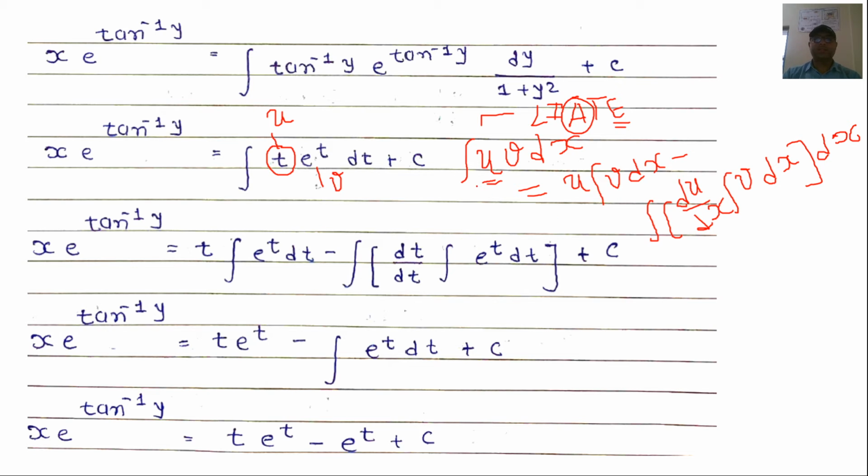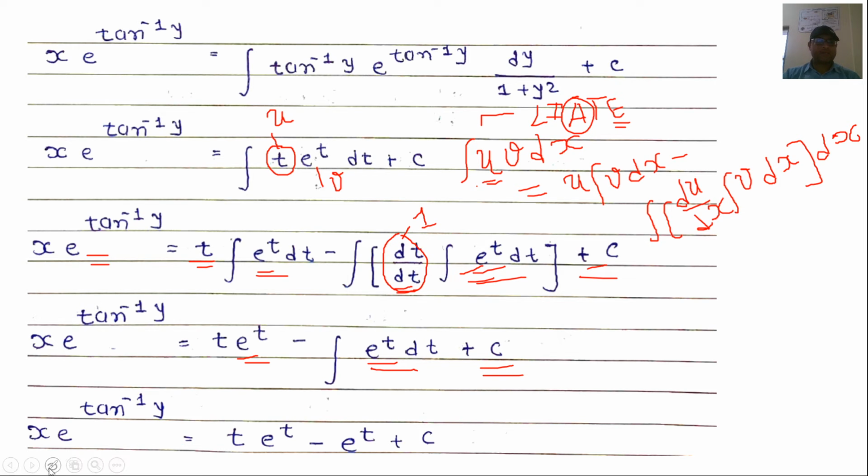By applying this rule, you will get x into e raised to tan inverse y on the left hand side. As it is, t constant, integrate e raised to t, is minus integration, differentiate t with respect to t, e raised to t dt integrate, plus c. Now integration of e raised to t is e raised to t, minus again the differentiation of t upon dt, it is 1, and integration of e raised to t is e raised to t plus c.